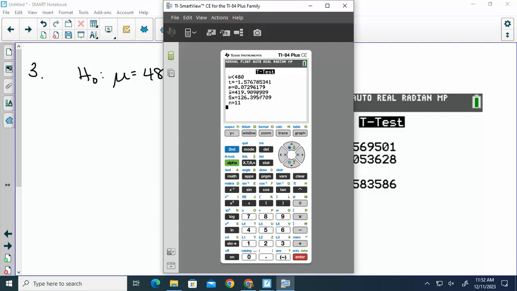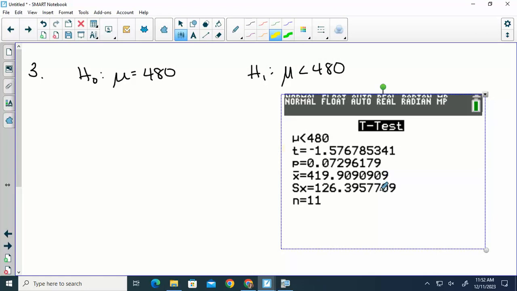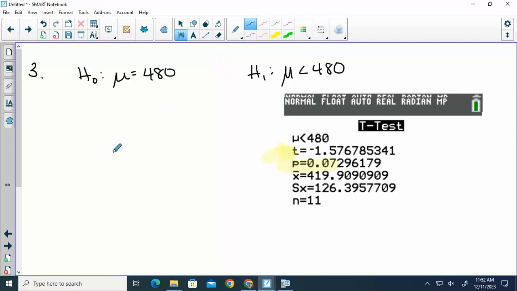All right, is that better? So we write down our t and p values, and then your conclusion. Our alpha was 0.05, so since p is greater than alpha, fail to reject.